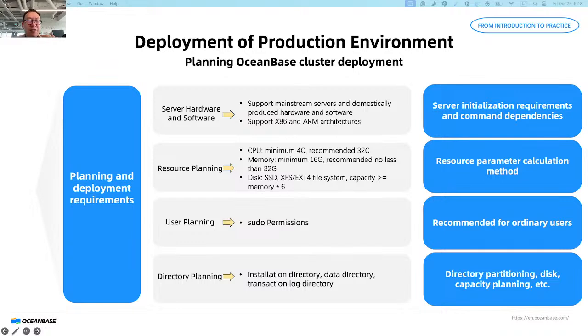Okay, let's take a look at the third one, user planning. Currently, some users are supported to deploy. The only requirement is that the user needs sudo permissions. The first one is the directory planning. We currently have 3 directories: the installation directory, the data directory, and the transaction log directory. There are no special requirements for the installation directory. The data disk and the transaction disk must be SSD, and they are deployed on different disks. For capacity planning, I can briefly introduce that the minimal recommended data directory is 20 GB, which is the minimal standard.